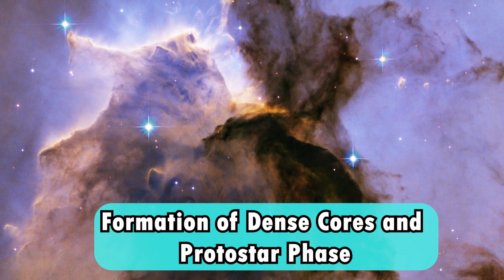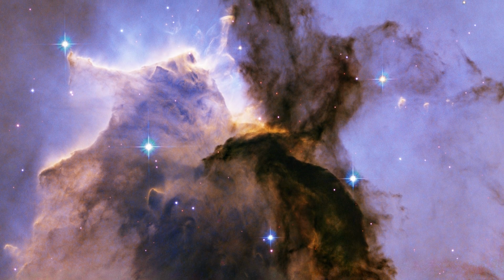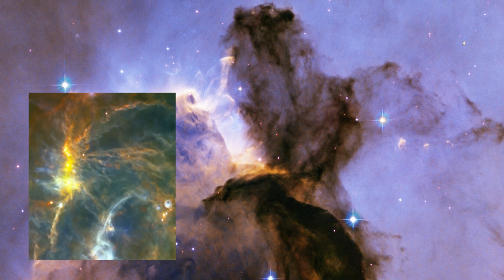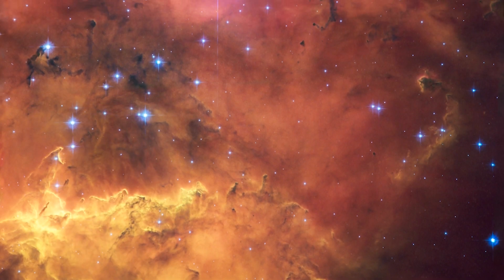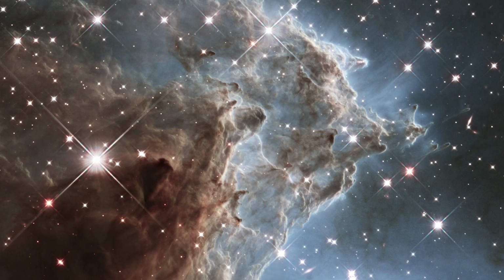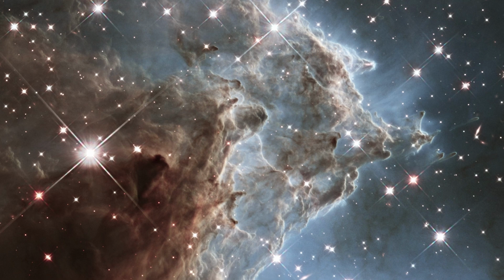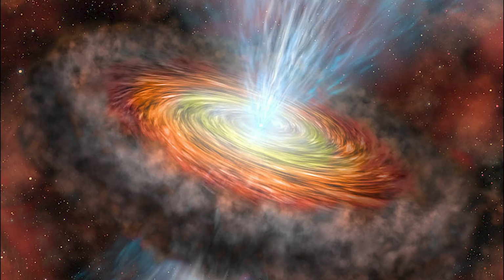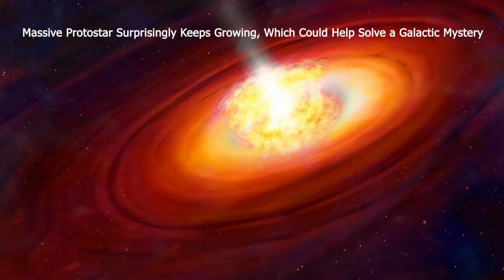Formation of dense cores and protostar phase. Dense cores: the collapsing molecular cloud's regions become denser, forming dense cores, which are the birthplaces of stars. The mass, size, and temperature of these dense cores are critical in determining the properties of the star that will form. Protostar phase. As dense cores continue to collapse, the material at the center condenses, and the temperature rises.